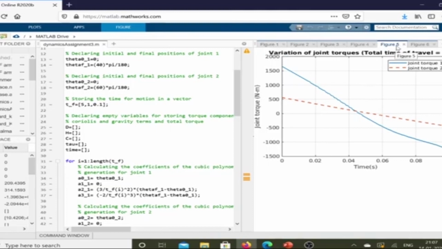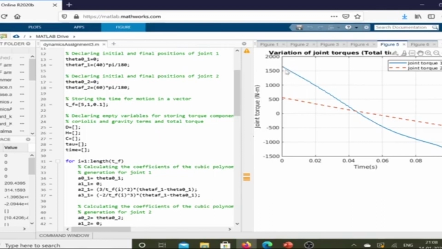Now this is the joint torque for tau 1 and tau 2. The joint torque for joint 1 is the blue one, and the orange one is joint torque 2. And time is 0.1 second. So this is how the joint torques of joint 1 and joint 2 varied for moving the links, theta 1 by 40 degrees and theta 2 by 60 degrees from the 0 position. So you can see the variation of the joint torques for tau 1 and tau 2.